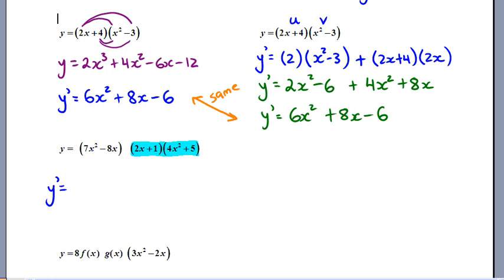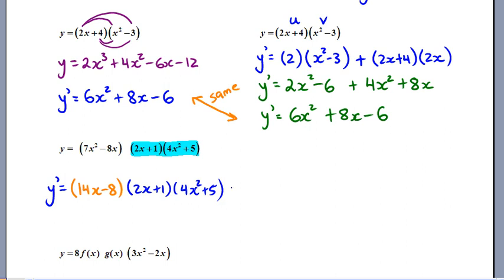Let's do a derivative of the first thing, that's 7x squared minus 8x. Here, I'll use some color to help you out. That would be 14x minus 8. There, I did do a derivative there. But don't do a derivative on this next part. Just leave it alone. So you'd have 2x plus 1 times 4x squared plus 5. There, we're halfway through the product rule.